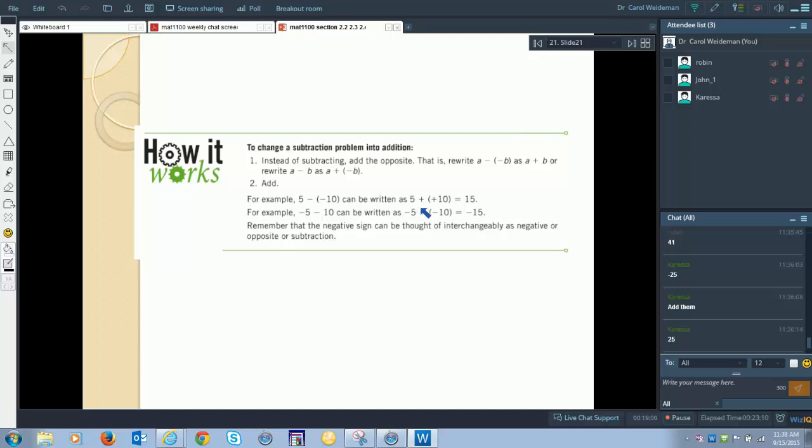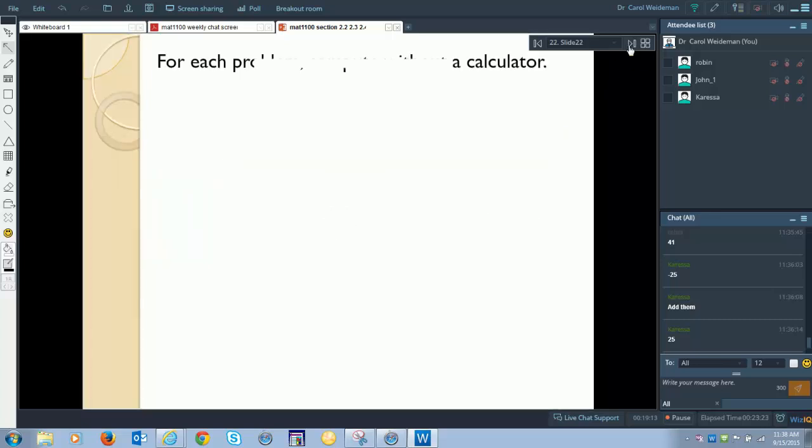So this is a very useful rule, because if you're working things by hand, you may forget exactly what to do. But change a subtraction into an addition problem. Instead of subtracting, add the opposite of the second number, the number that you're trying to subtract. So let's try a couple problems here.